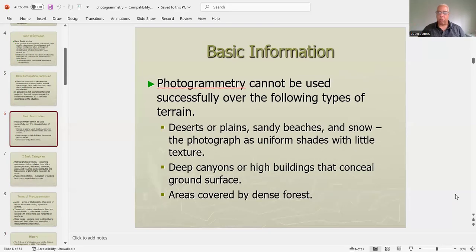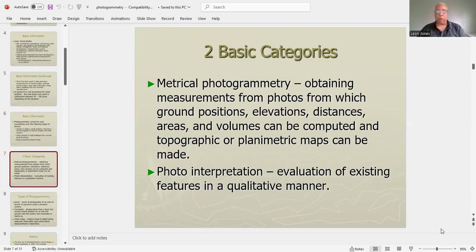Besides some uses of photogrammetry, what are some non-uses as well? Now, we deal with types of terrain. Photogrammetry cannot be used successfully over the following types of terrain: deserts or plains, sandy beaches, and snow, because the photograph has uniform shades and little texture. Also deep canyons, high buildings that conceal the ground surface, and areas covered by dense forest. And you have metrical photogrammetry, obtaining measurements from photos from which ground positions, elevations, distances, areas, and volumes can be computed and topographic or planimetric maps can be made.